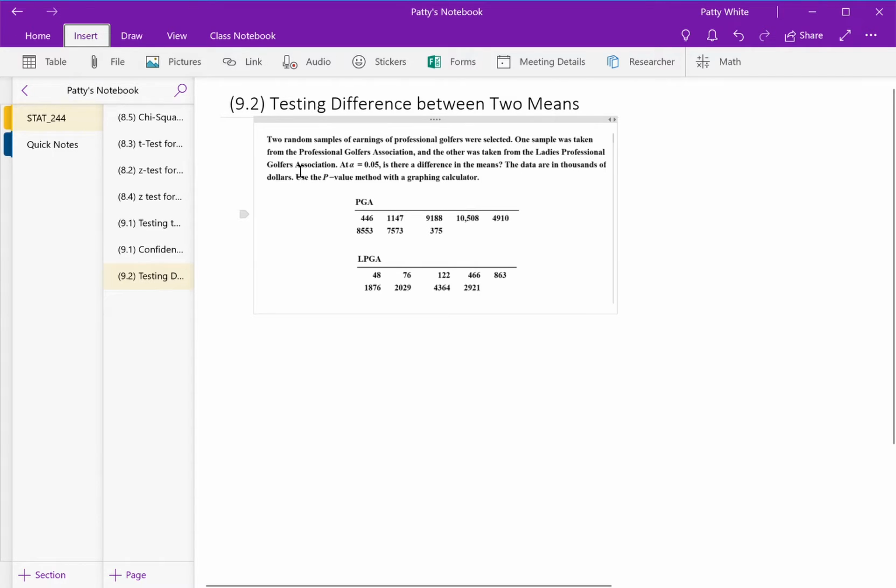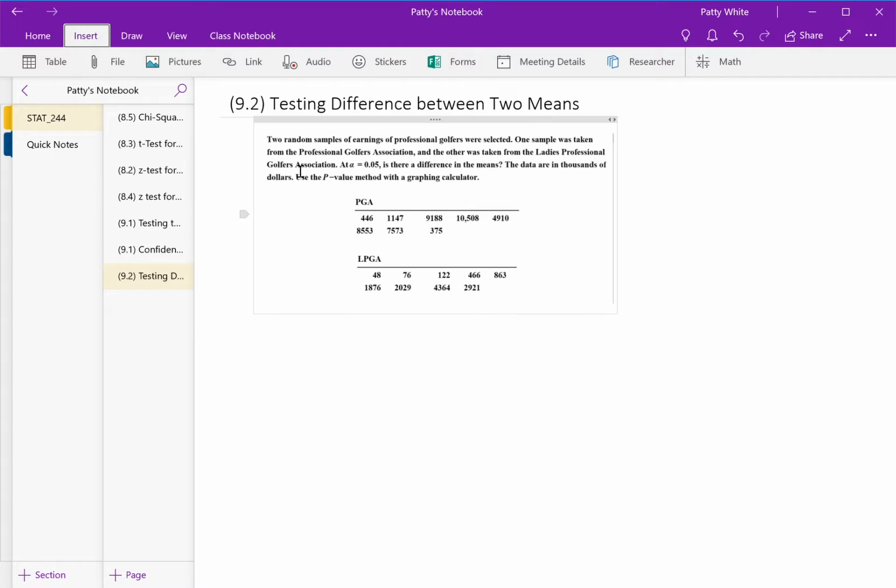Two random samples of earnings of professional golfers were selected. One sample was taken from the Professional Golfers Association, and the other one was taken from the Ladies Professional Golfers Association. At alpha equals 0.05, is there a difference in the means? The data are in thousands of dollars, and use a p-value method.